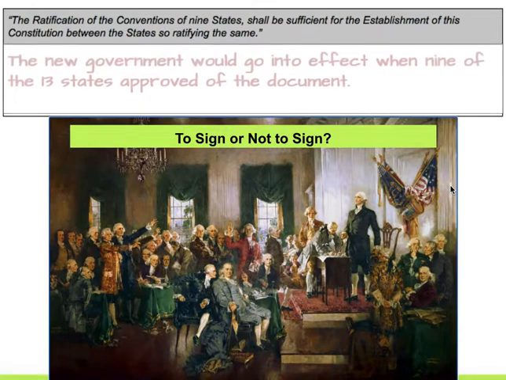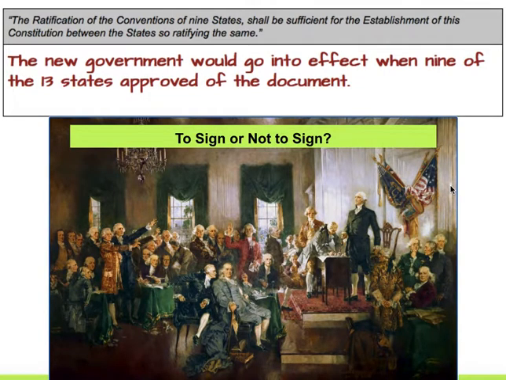In other words, write this down, the new government would go into effect when 9 of the 13 states approved of the document. So it wasn't enough for the people in Philadelphia to approve of it. They needed the consent of the governed, which is one of those founding principles we talked about way back when we talked about the Enlightenment.